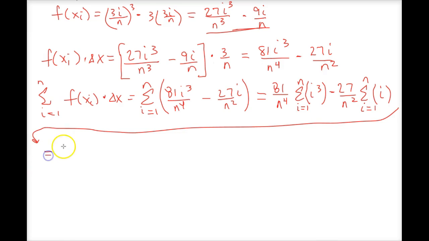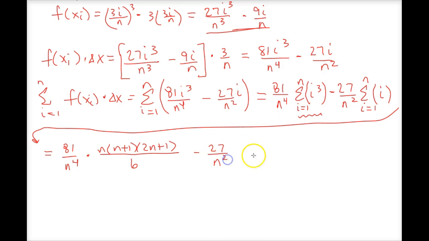So we'll come here, rewrite all this, and now we know that for this portion here, this is just going to be n times n plus 1 times 2n plus 1, all that divided by 6. And then minus, say, 27 over n squared times, and now for the summation of the first n natural numbers, it's just n times n plus 1, all of that over 2.